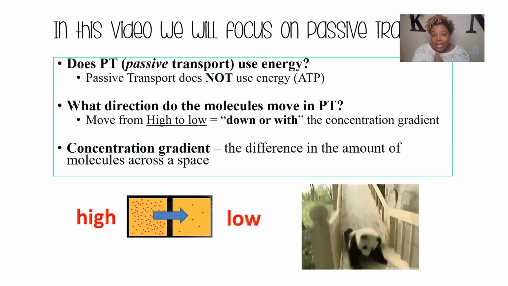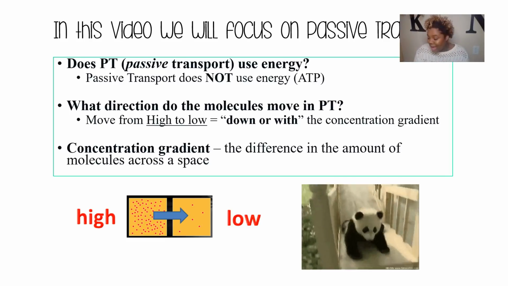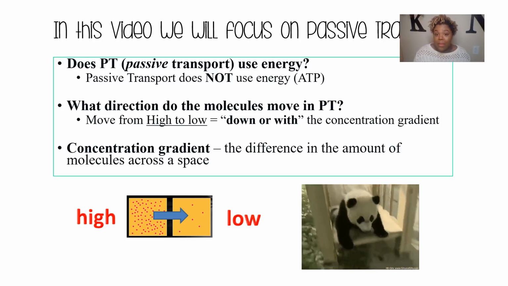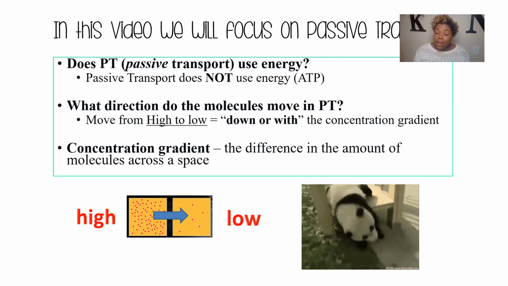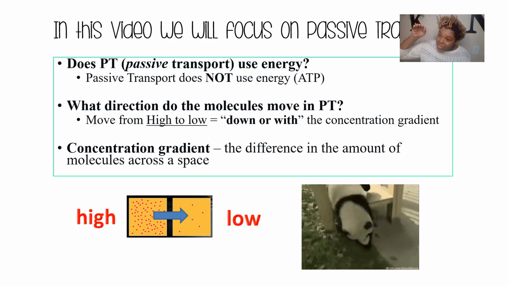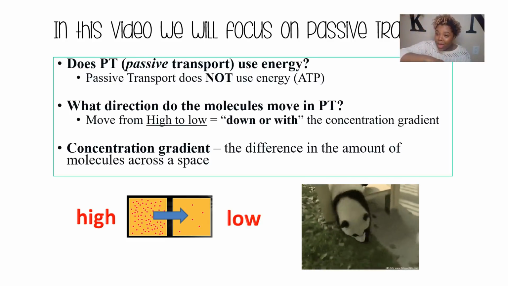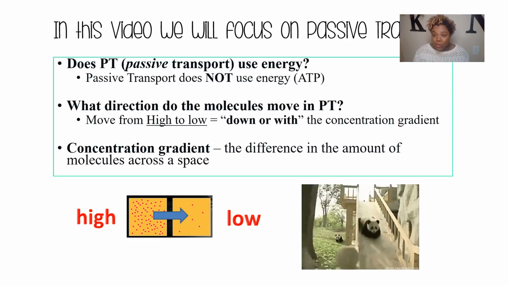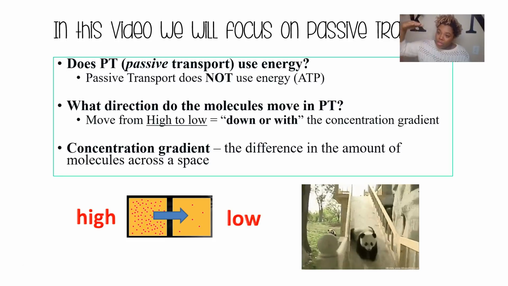So, does passive transport use energy? No, it does not use ATP. What direction do the molecules move in passive transport? They move from an area of high concentration to low concentration, or down the concentration gradient. Go ahead and practice that. So, passive transport moves from what? High concentration to low, which is down the concentration gradient.